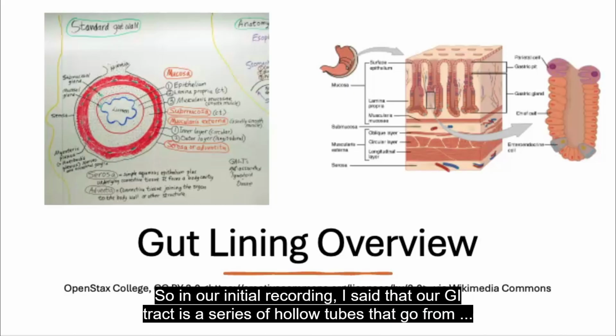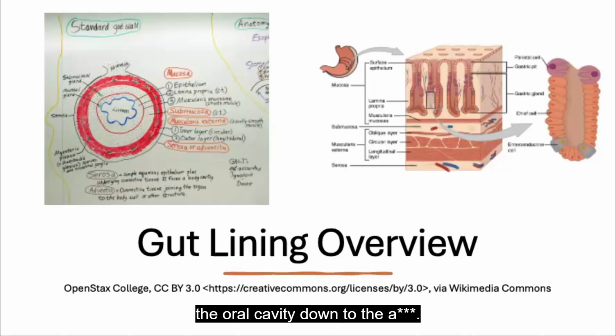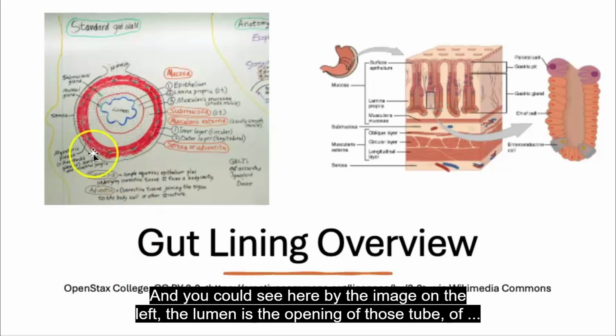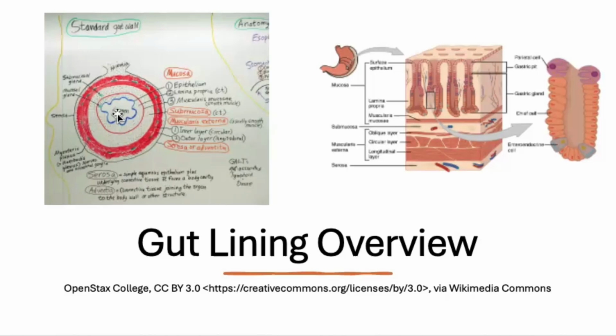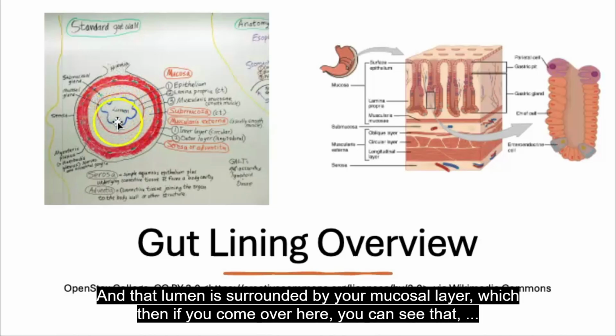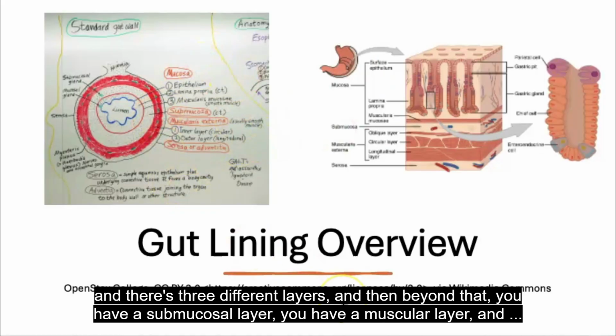So in our initial recording, I said that our GI tract is a series of hollow tubes that go from the oral cavity down to the anus. And you could see here by the image on the left, the lumen is the opening of those tubes. And that lumen is surrounded by your mucosal layer, which then if you come over here, you can see that there are 3 different layers. And then beyond that, you have a submucosal layer, you have a muscular layer, and so on.